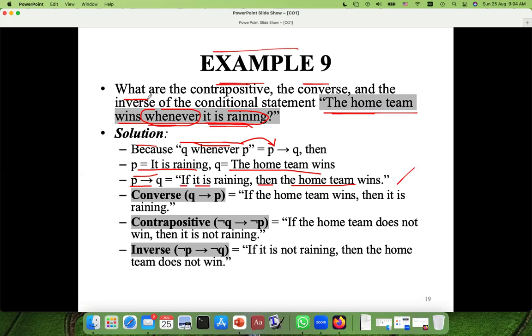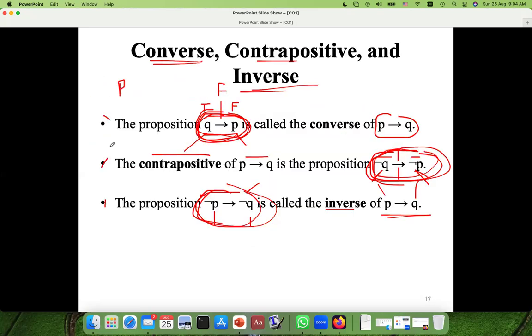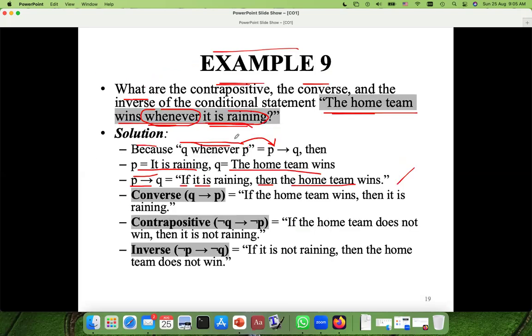Those equations are written according to this P implies Q. This is the converse, this is the contrapositive, this is the inverse. And if you have these formulas in your mind, you only have to put the values of Q and P, or P and Q, in them, and then you have your answers in the English sentence form. So I have this P implies Q in a sentence form like that.